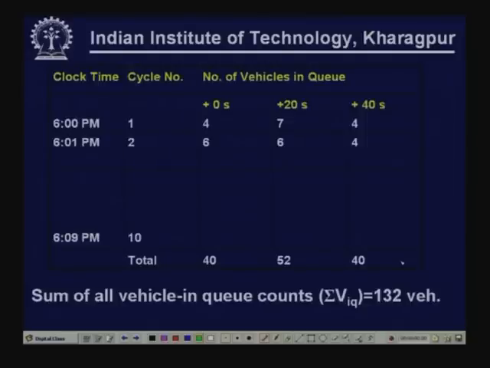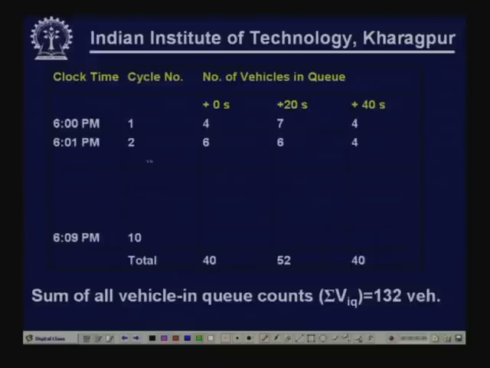So, this is the clock time. Suppose we consider it from 6 pm to 6:09 pm, that means a 10-minute duration. Cycle numbers are 1, 2, 3, 4 like that up to 10. So, for 10 cycles we have observed the number of vehicles in queue, and we have taken measurements at every 20-second interval. So, plus 0 seconds, plus 20 seconds, plus 40 seconds.